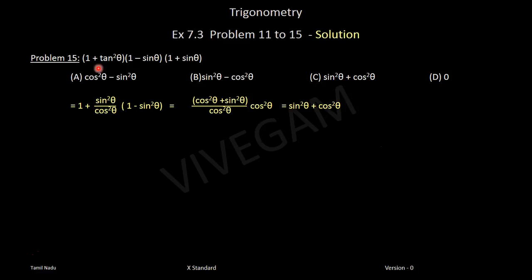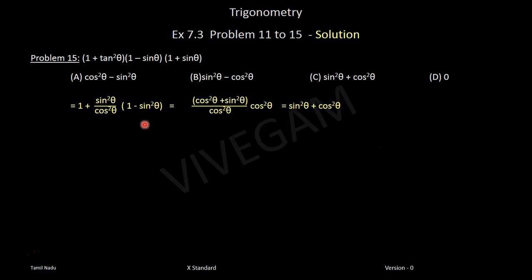You can also write this as 1 plus tan square theta is secant square theta, right? So that way also you can do. What is secant square theta? That will be 1 by cos square theta, and 1 minus sin square theta is cos square theta. So it will cancel off and it will get us 1. And 1 means this is the option, because that is sin square theta plus cos square theta. That is one way of doing.